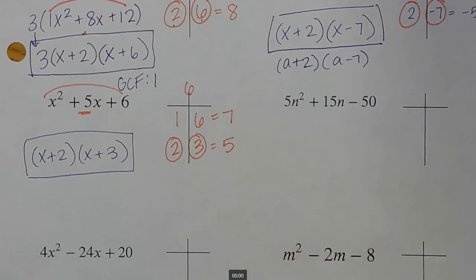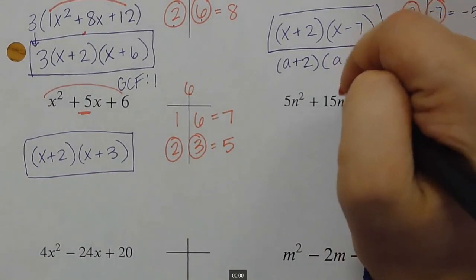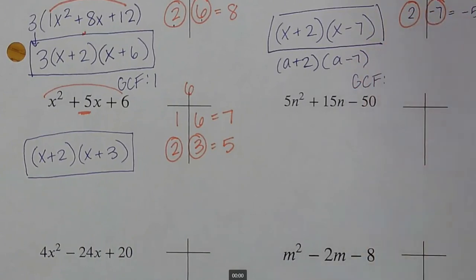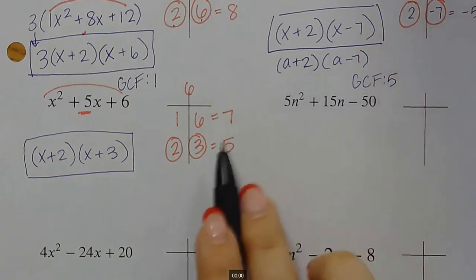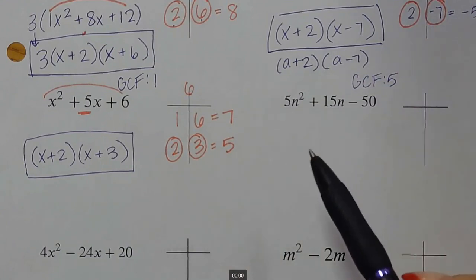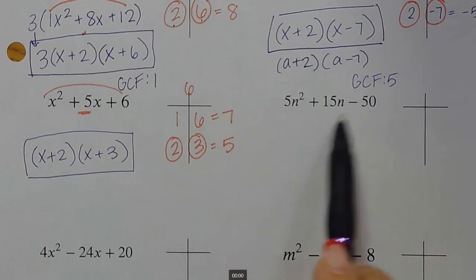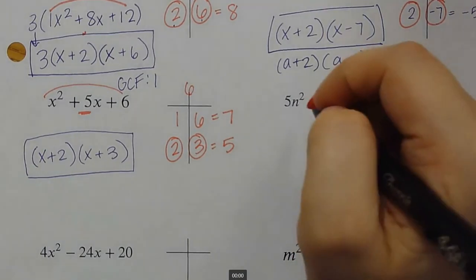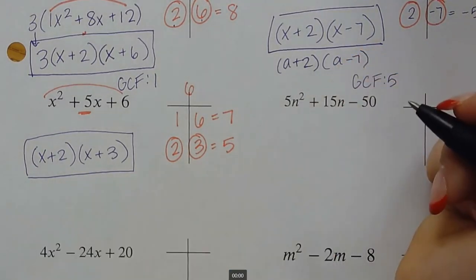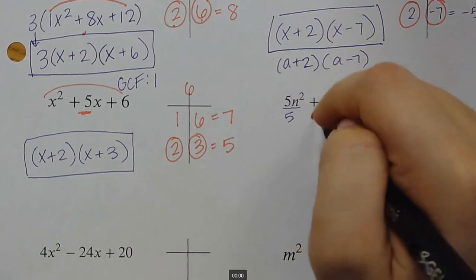All right, so our next one, 5n squared plus 15n minus 50. So what is my first step here? GCF. So I need to find what is the GCF here. Yeah, the biggest number. And now remember, you could in Desmos do GCF parentheses 5, 15, 50. Okay, and we know the first term's positive, so my GCF is positive. So I divide by 5.